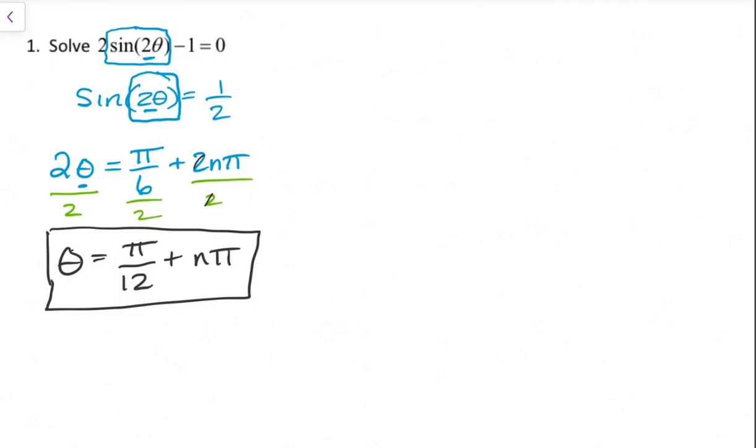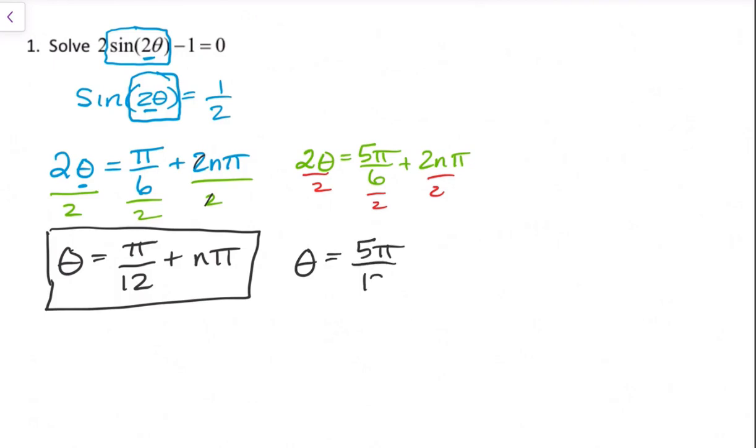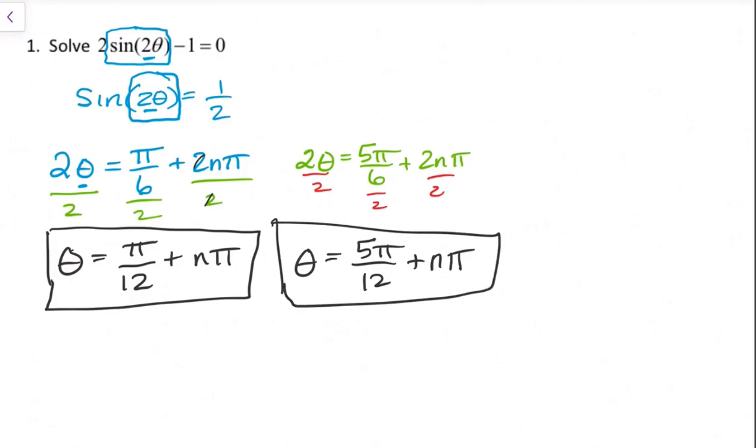And then don't forget we have another angle in quadrant 2 that has a sine value of 1/2. So I need to set up another equation. 2 theta equals 5 pi over 6 plus 2n pi. And then we're going to do the same thing. I'm going to divide each one of these terms individually by 2 to come up with my general formula that says theta is equal to 5 pi over 12 plus n pi. So there are the 2 general formulas that describe all of the solutions, the infinitely many solutions to this equation.